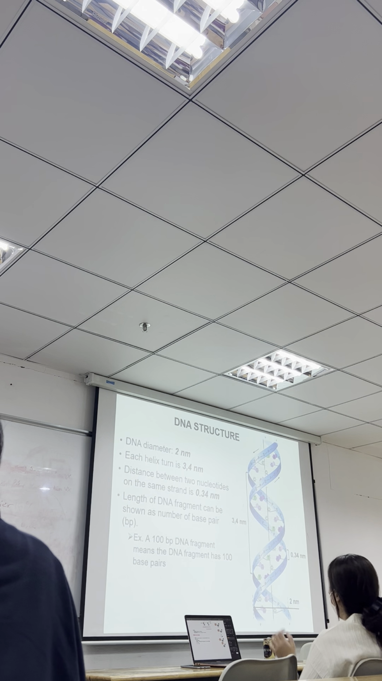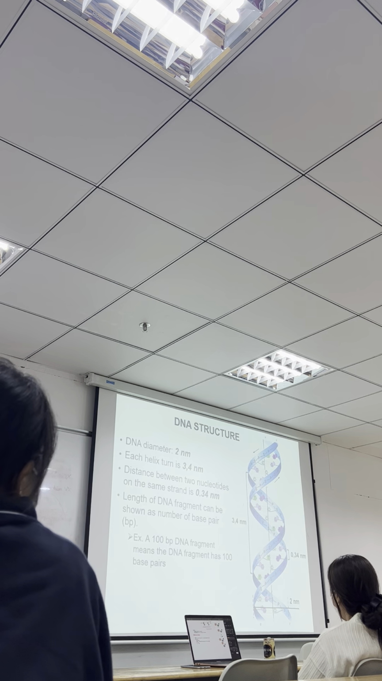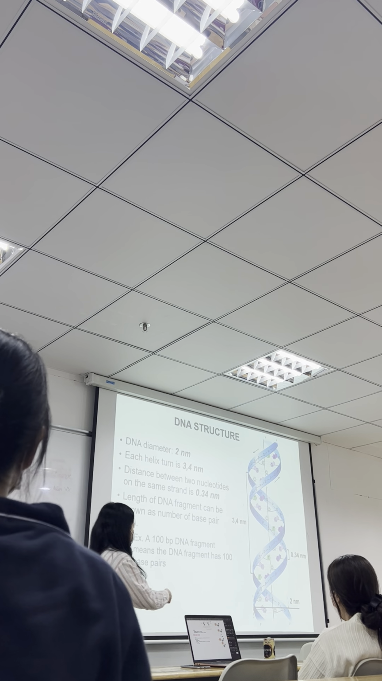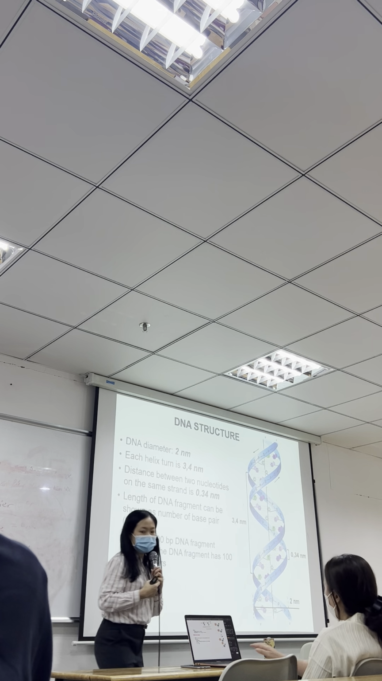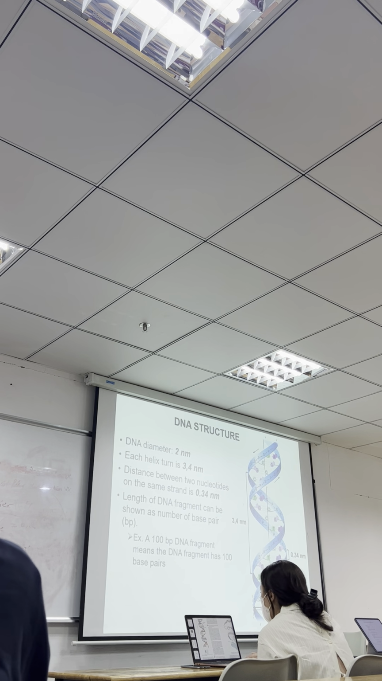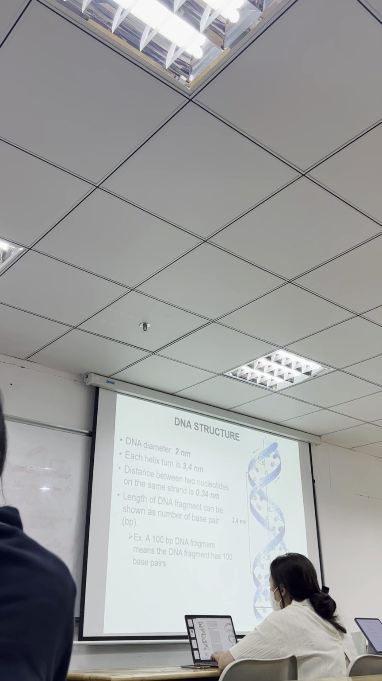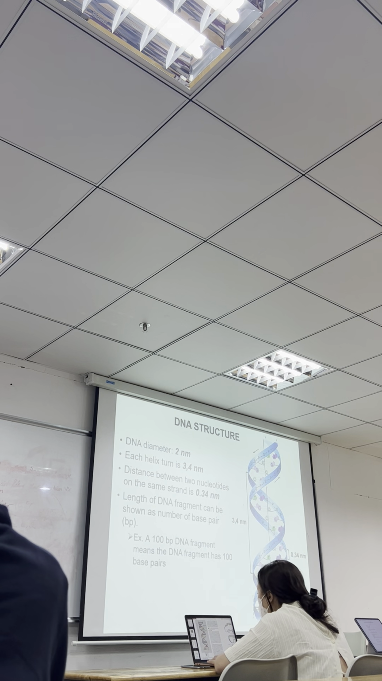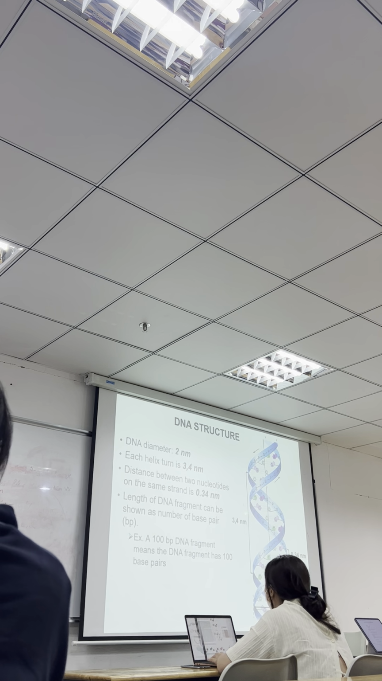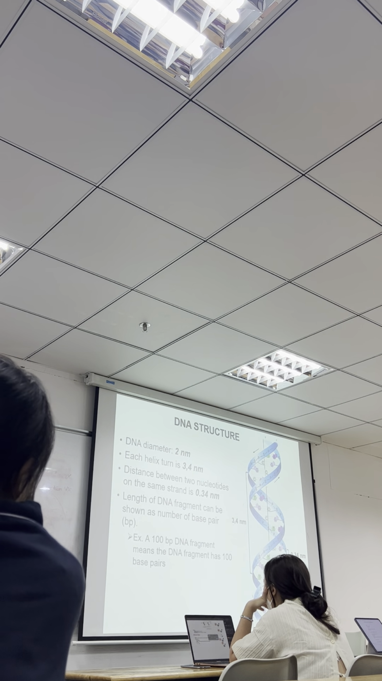And we have some parameters for your reference. DNA diameter is 2 nanometers. 1 nanometer is 1 per billion of a meter. So the distance between the two strands is 2 nanometers.